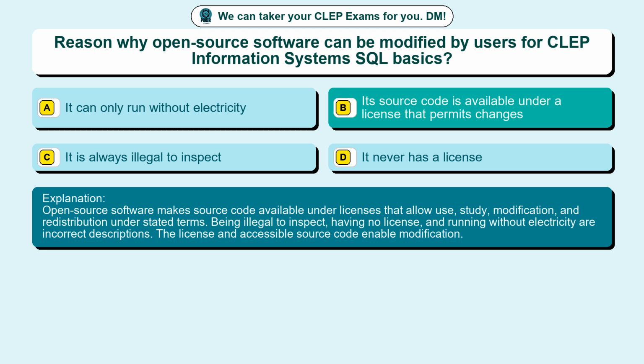Open source software makes source code available under licenses that allow use, study, modification, and redistribution under stated terms. Being illegal to inspect, having no license, and running without electricity are incorrect descriptions. The license and accessible source code enable modification.